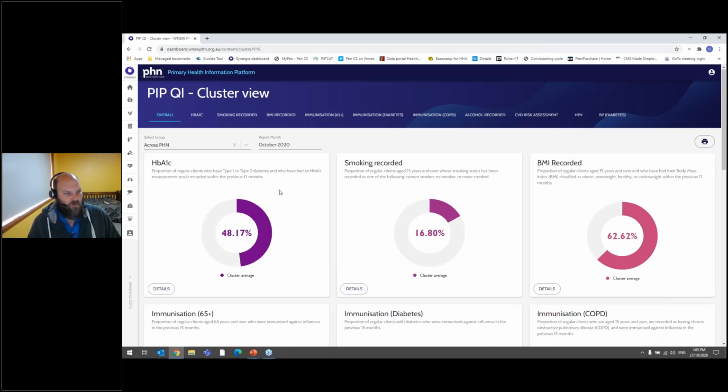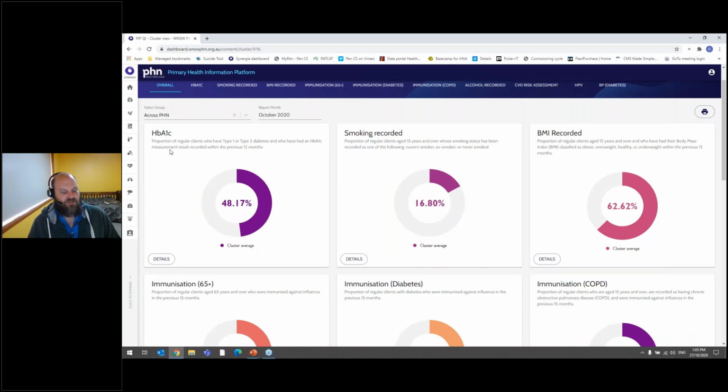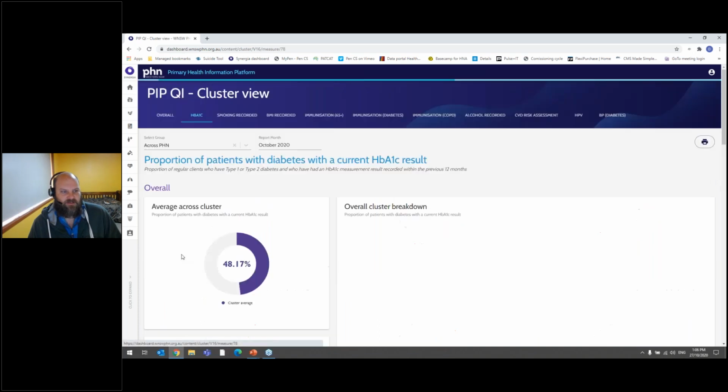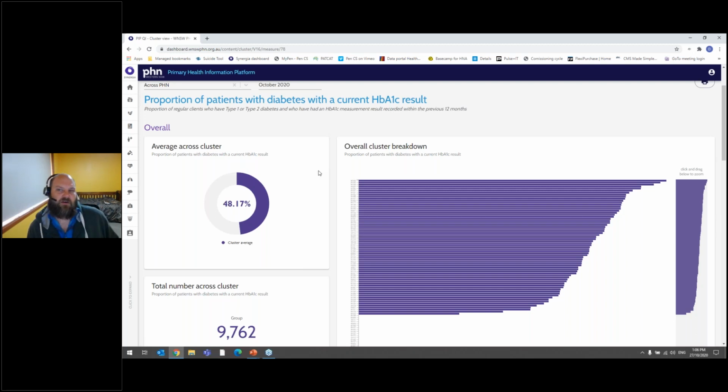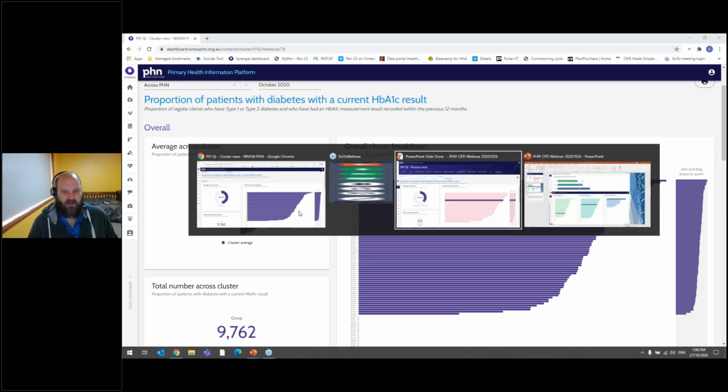Before I dive in for the very first measure, which is the HbA1c in the last 12 months for anyone with type 1 or type 2 diabetes, I'm just going to show you how it's going to look on your screen first, because the screen that I'm showing you is showing data across all of Western New South Wales Primary Health Network. For example, across the entire network, for this particular measure, which is those patients having that HbA1c in the last 12 months, just under 50% of patients that have been identified with diabetes have had that. But how it will look for you looking at this is this.